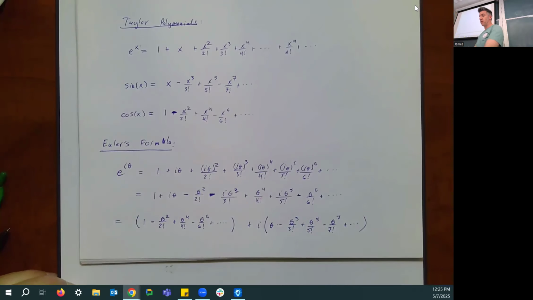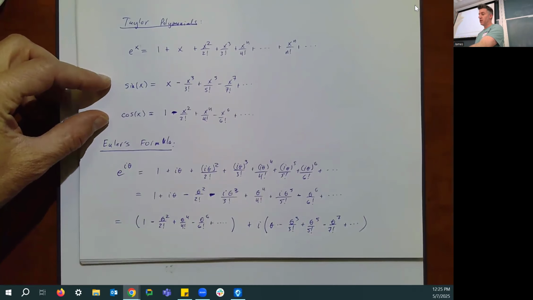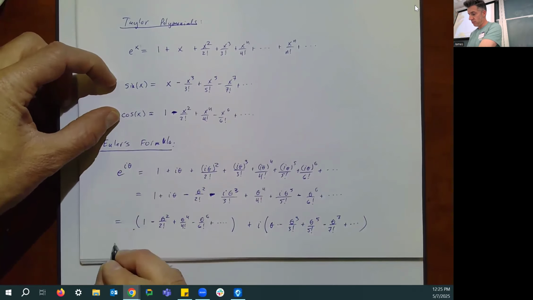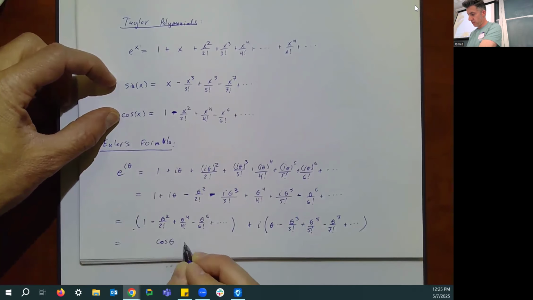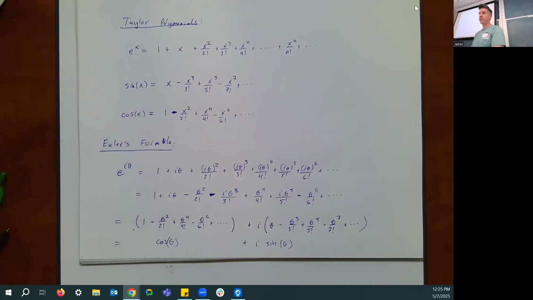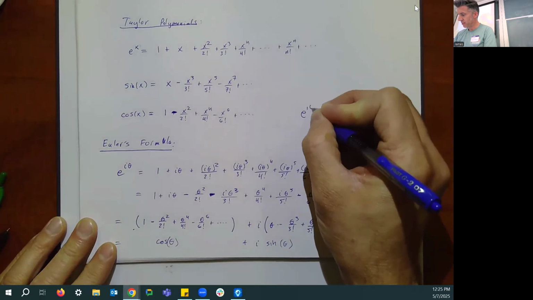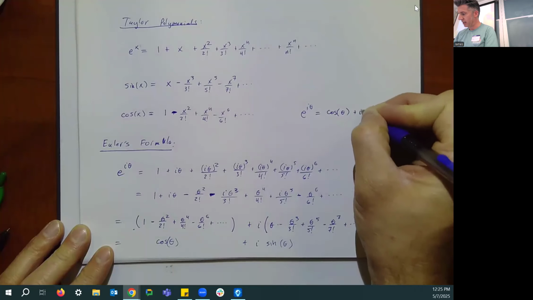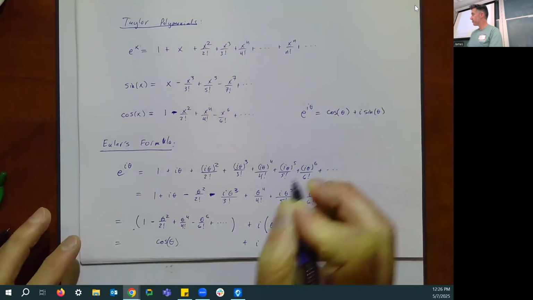But that's just what sine and cosine are equal to. So this first term here really is just cosine of theta. And this second part over here is really just i times sine of theta. It's a very famous formula. It's kind of neat that it works out this way. So e to the i times theta is equal to cosine of your angle theta plus i times sine of your angle theta.